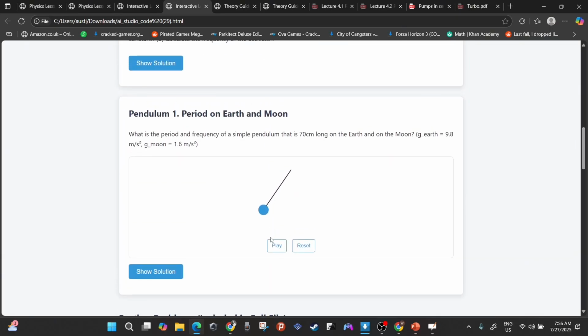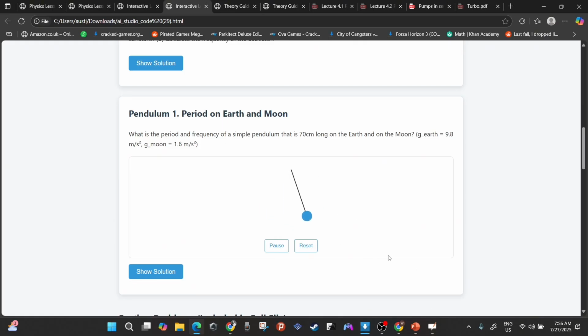Okay, this is literally what we just learned, right? They ask us what the period and frequency are of a simple pendulum that is 70 centimeters long on the Earth and on the Moon. Our gravity on Earth is 9.8 meters per second squared, and our gravity on the Moon is 1.6 meters per second squared.